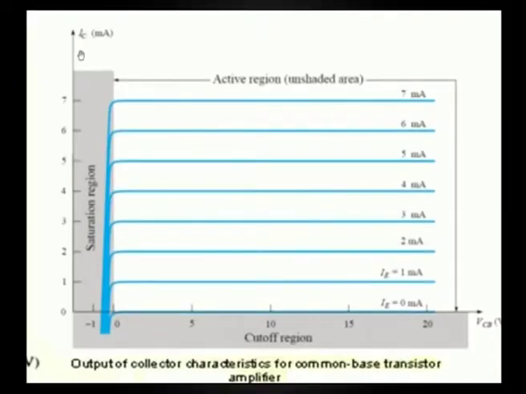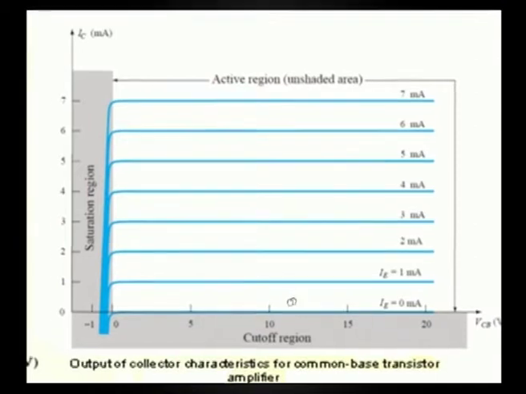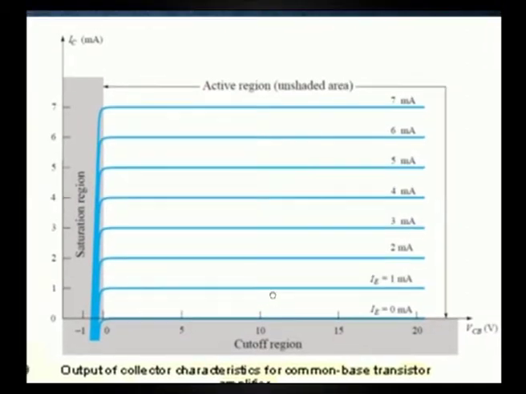Next we move on to the output characteristics, where we plot a graph of output current against output voltage for different values of input current. This is how the graph will look when we plot the output characteristics, and the graph shows 3 regions, the ones already discussed: this is the active region, this is the saturation region, and this is the cutoff region.